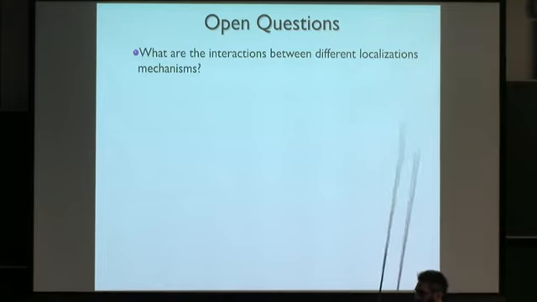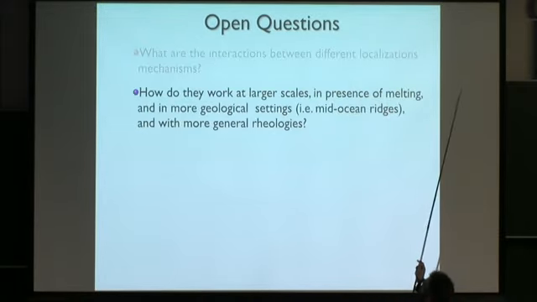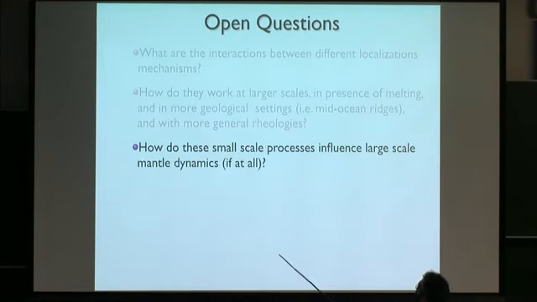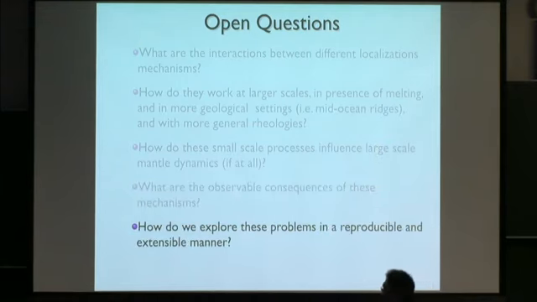I showed you individual mechanisms. There are questions of how they interact: how does reaction interact with the shear bands? How do these small-scale features work at larger scales in the presence of melting or geological settings? Do these small-scale processes influence the large-scale dynamics? Do they change bulk permeability? Do they actually change the flow fields? Most importantly, what are the observable consequences for all this work we go to? Does this actually manifest itself in data? And then the part I won't talk about is the computation of these, where there are so many games to play.